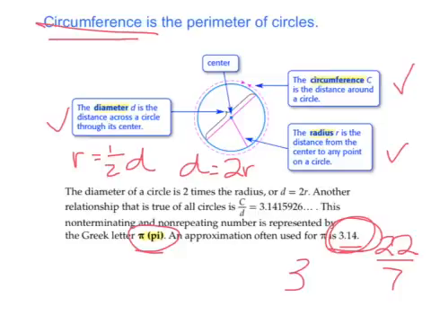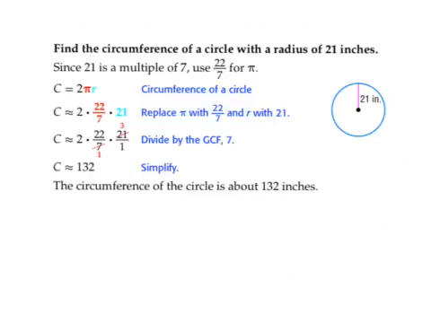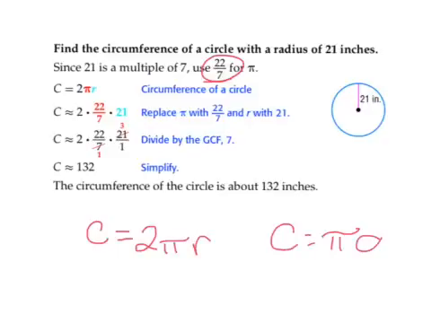So let's talk about how to find circumference. And we're going to look at this example here. It says to find the circumference of a circle whose radius is 21 inches. And notice it says to use 22/7 for pi. So to find circumference, if you look at your formula chart, you'll see that there are 2 formulas. One of them is 2 times pi times r. The other is pi times diameter.